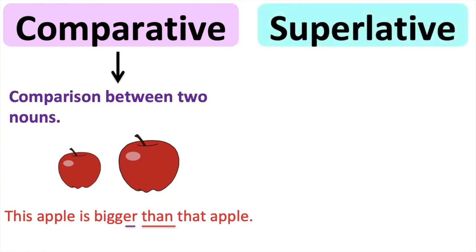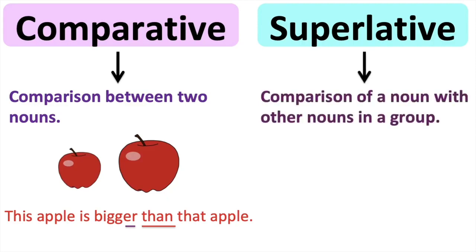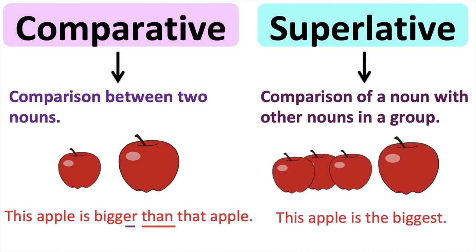Superlative adjectives compare one thing or person with all other things or people in the group. Therefore, it's a comparison of a noun with other nouns in a group. For example, this apple is the biggest. Notice that we use the article the followed by the adjective ending in est. There are several rules that we need to follow when forming comparative adjectives or superlative adjectives. These depend on the letter in the word or the number of syllables.